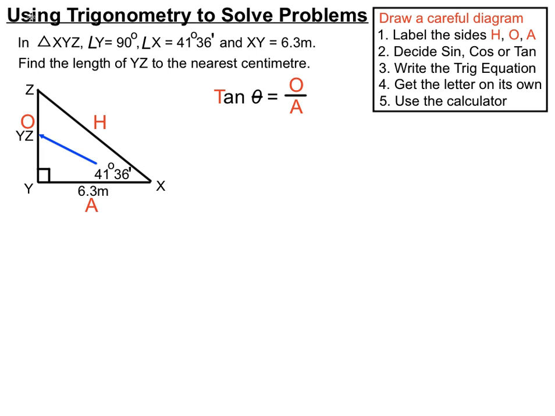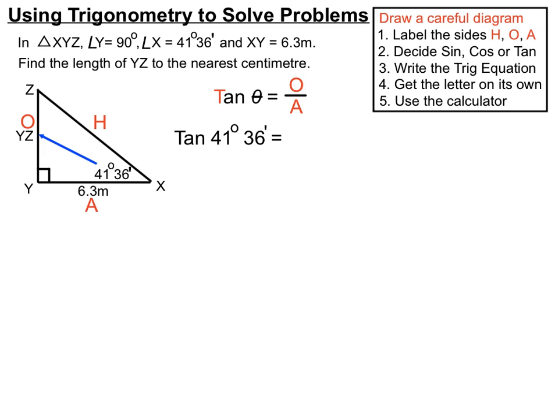So we'll write that up the top there: tan theta equals opposite over adjacent. That's our trig equation. Now we have to fill into our trig equation all the information and the actual numbers from the question itself. On the left hand side we have tan theta. Theta is a symbol we use for a missing angle, and the angle that we have been given in this question that we're using is 41 degrees 36 minutes. So that goes in where the theta is.